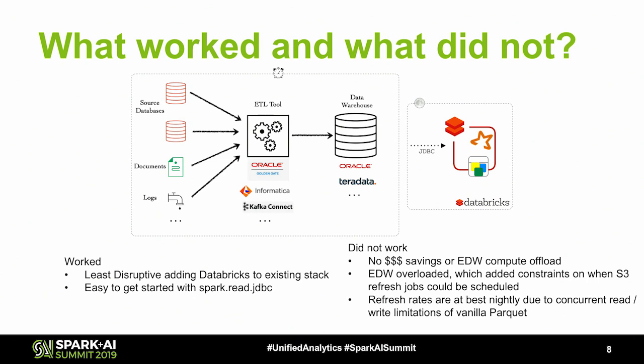The second is because these warehouses were already overloaded, we couldn't run the Spark jobs during the day when they were being used by their users. And because of concurrent read-write limitations in vanilla Parquet, we were constrained to run these Spark jobs in very short time windows at night, and as a result, the refresh rate in Databricks was at best nightly.